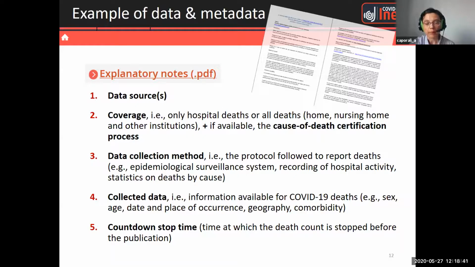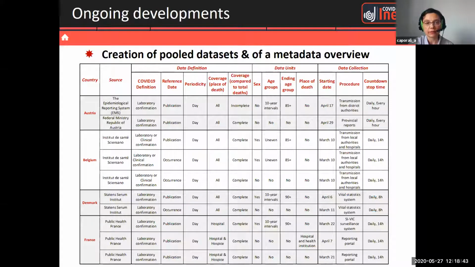Among the ongoing developments, there is the creation of pooled datasets and of a metadata overview, of which here you have an extract. This table will show all the rich information that we provide, and it will also be a useful tool to identify comparability issues. So I will now give the floor to Emmanuelle.